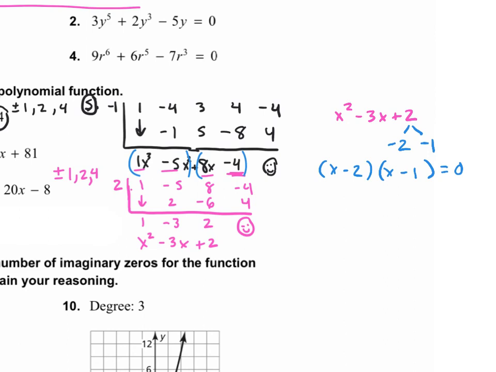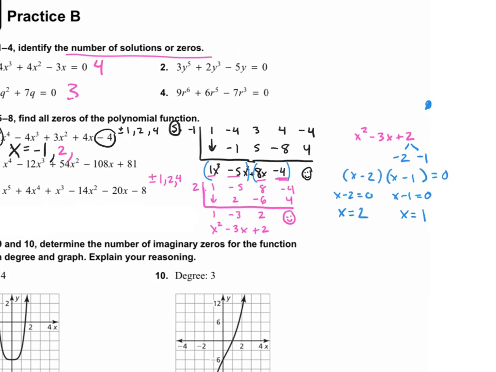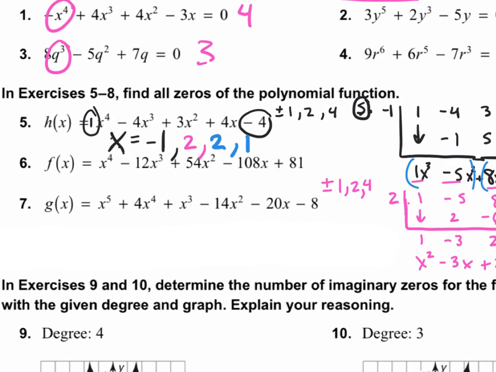Remember, these are equal to 0, so we still have to solve. So x minus 2 is equal to 0. X minus 1 is equal to 0. So what's x equal to? Positive 2 and positive 1. So our next two on the list are 2 and 1. So these are 4 answers here. But you need to write them twice. You don't have to write 2 twice, but you would just have to make sure you have negative 1, positive 1, and 2.